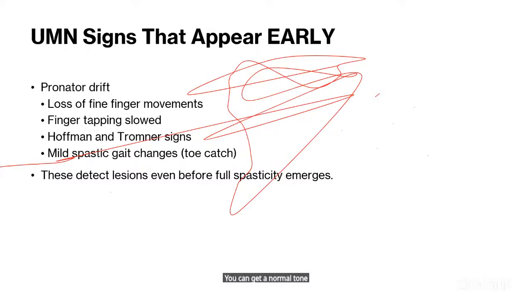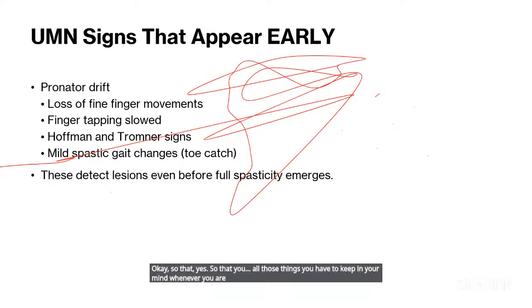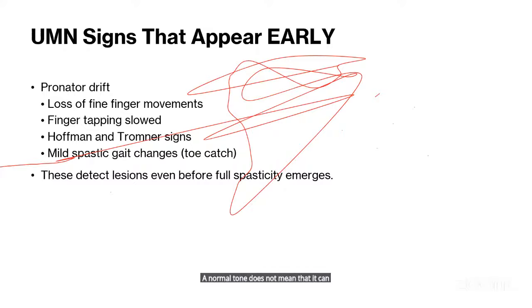In fact, where else can you get a hypotonia? In cerebellar lesions, what do you expect? Yes, ma'am, there will be a hypotonia in the cerebellum. So all those things you have to keep in your mind whenever you are making a differential diagnosis. A normal tone does not mean that it can't be an LMN lesion.